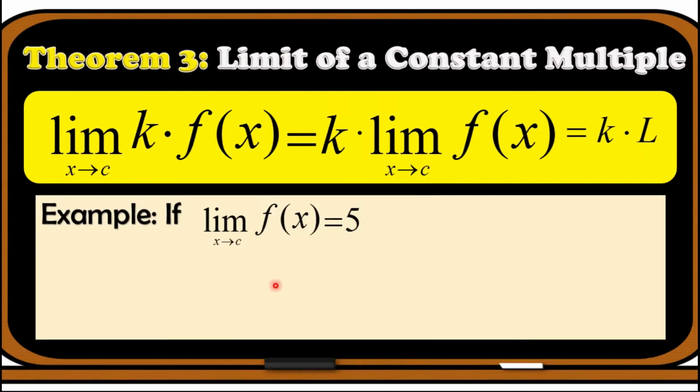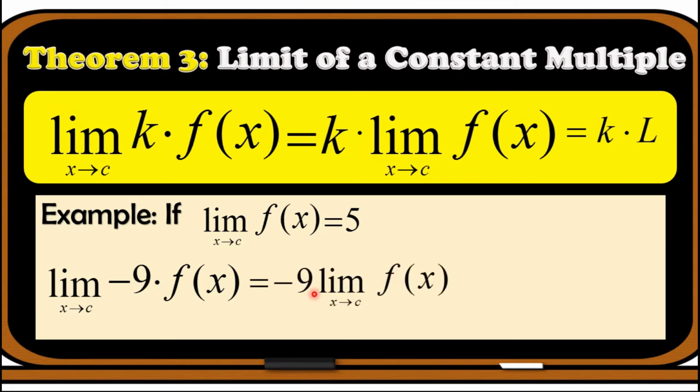Here is the example. If the limit of the function f of x as x approaches c is equal to 5, and if we're looking for the limit of negative 9 times the function as x approaches c, this is just equal to negative 9 times the limit of f of x as x approaches c. Here, the limit of f of x as x approaches c is provided, which is equal to 5. We'll just simply multiply negative 9 and positive 5, which is the limit. Then it is equal to negative 45. So this is the answer.